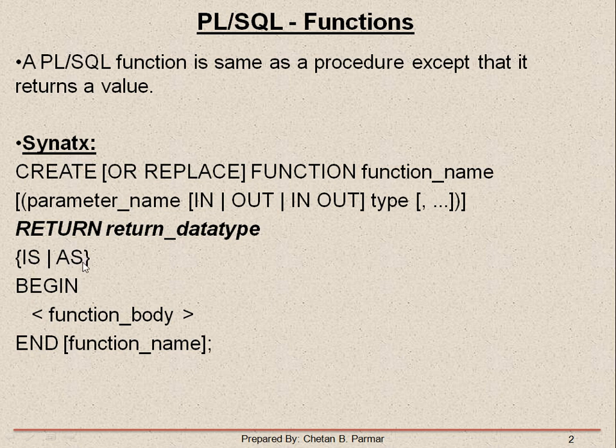Then the is or as keyword. Then the begin section starts with the begin keyword, with the body of the function, terminated by end and the function name. Here again you can see square brackets, which means the function name is optional. You just write end, which means the function will end here.